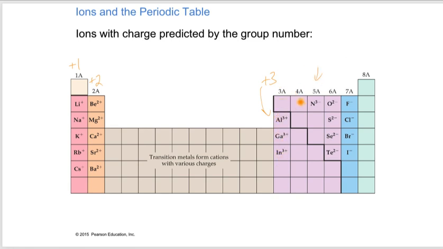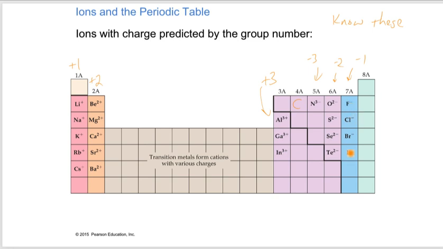And then once you transition through the 4A family, the carbon family, you get on the other side of things, the negative charges. You can see them here, -3, -2, -1. And you should know these. Notice that the noble gases do not form charges. They basically don't react.